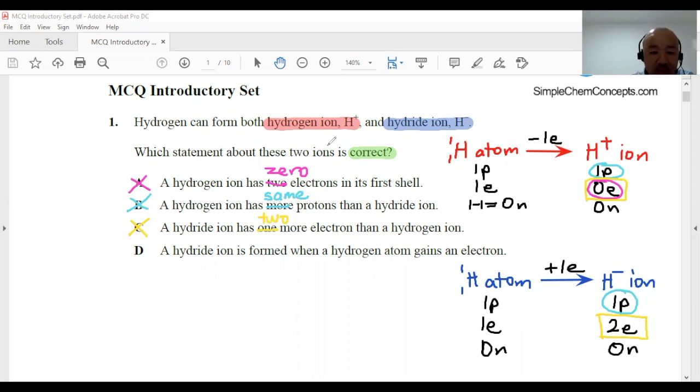A hydride ion is formed when a hydrogen atom gains an electron. I think that looks good, right? So a hydride ion, which is here, is formed when a hydrogen atom takes in 1 electron, gains an electron. I think this is perfect. So this is the answer. So question 1, answer is D.